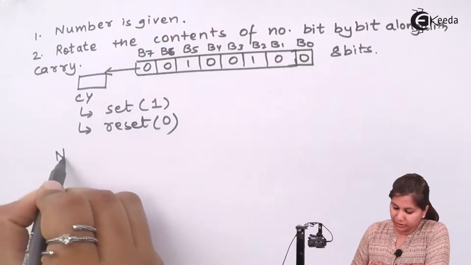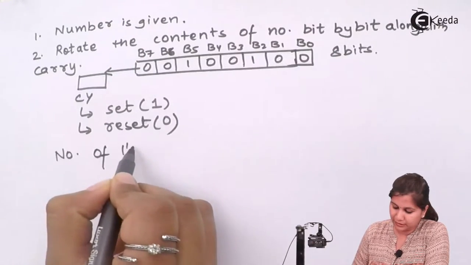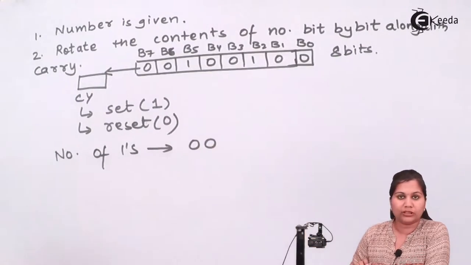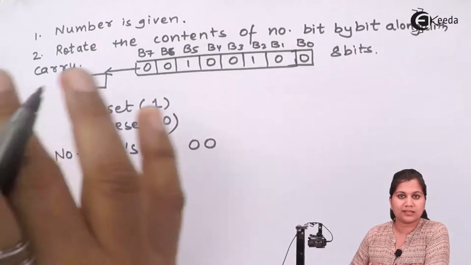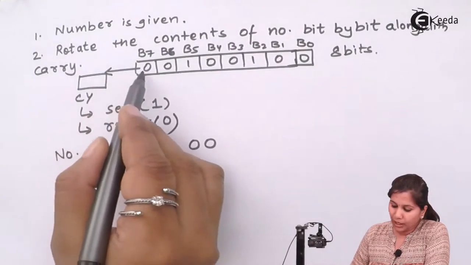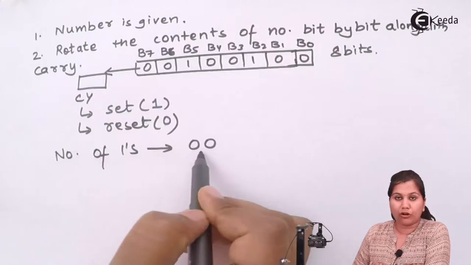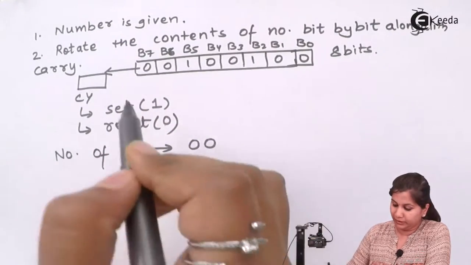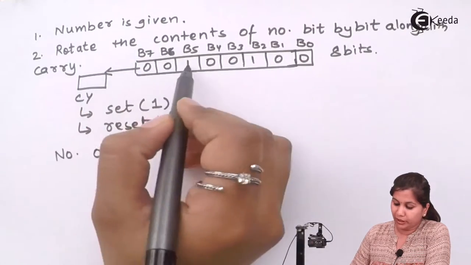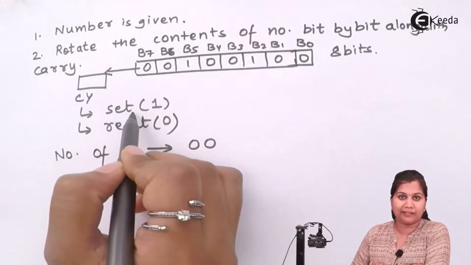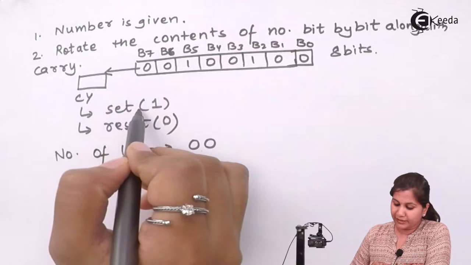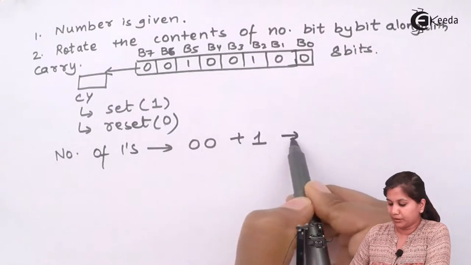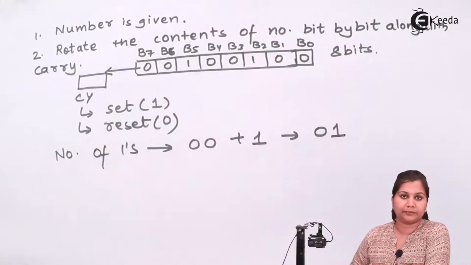Now we are counting the number of 1s present in the number. We have initialized this value as 00, that initially the number of 1s is 0. Now if the first bit is 0, it will not be incremented. Second bit will be shifted, again it will not be incremented. Third bit will be shifted. Now the third bit is going to set the carry flag. Now whenever carry flag is set, then number of 1s will be incremented by 1. It will now become 01.